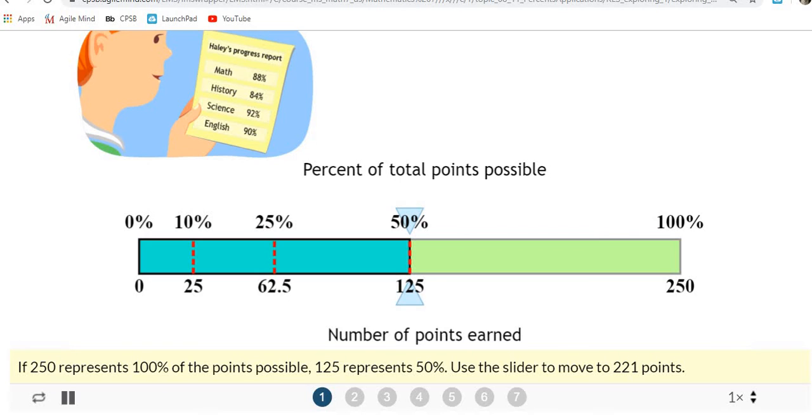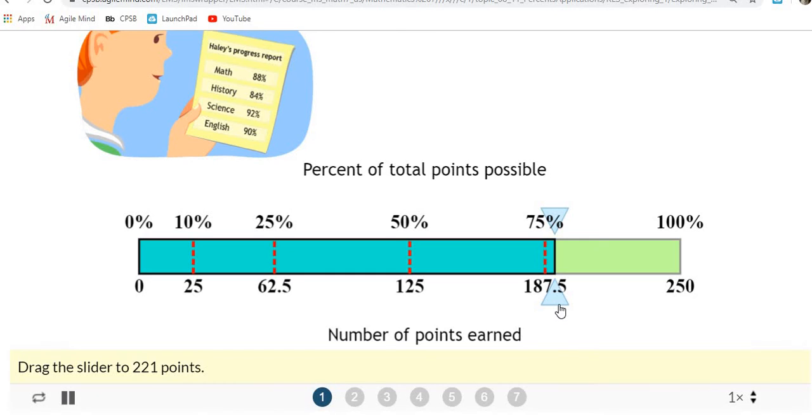All right, we need to figure out some more benchmark percents. What's the next one we have to figure out? 75%. Well, what benchmark percents make up 75? A 50 and a 25 adds up to 75, right? So if I added these two, I get 75. So how can I find the number of points she has? Add the two bottom numbers. 125 plus 62.5. Anyone know what I have there? 187.5. Let me drag that over and see. 75. I am at.